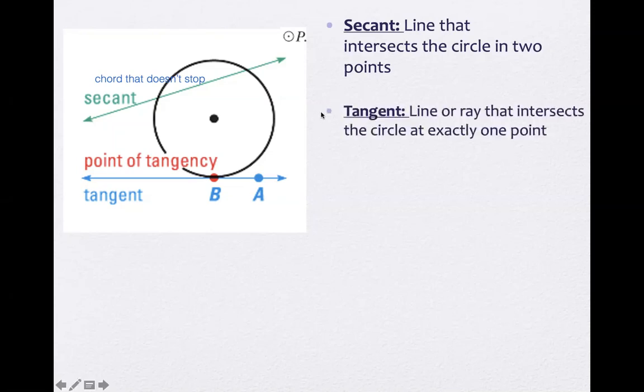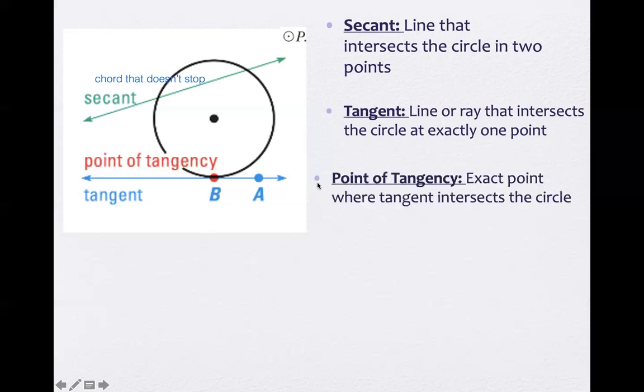So a tangent is a line or a ray or a segment that intersects the circle at exactly one point. That point that it's hitting is called the point of tangency. So nice, easy names to go with the vocab words. Okay, and then there's your definition of the point of tangency.